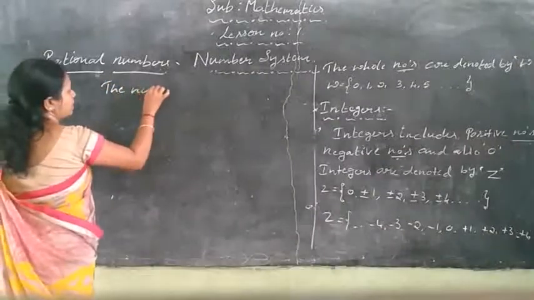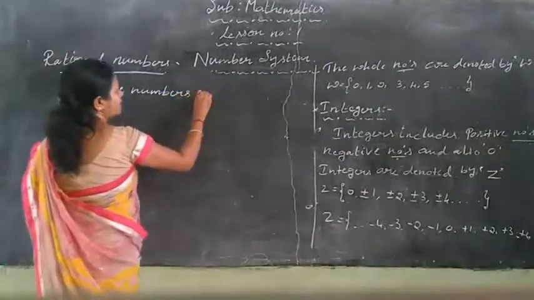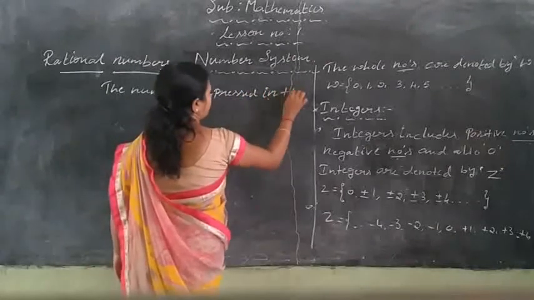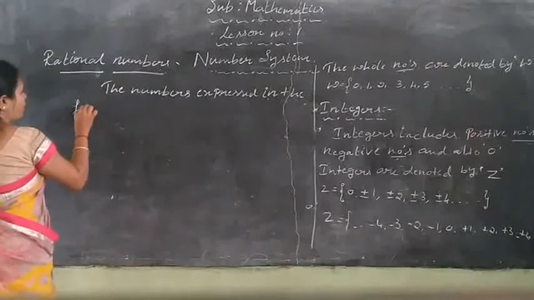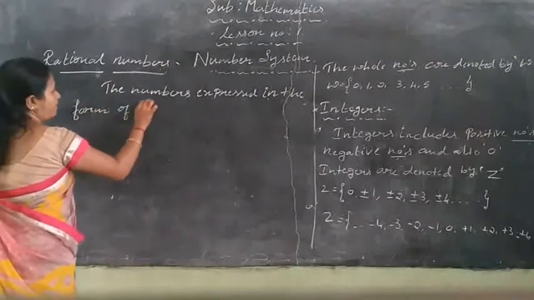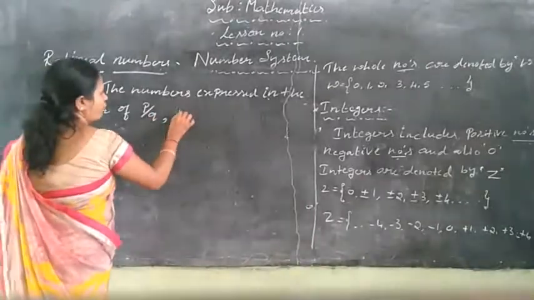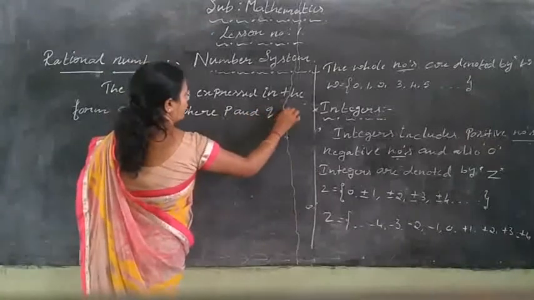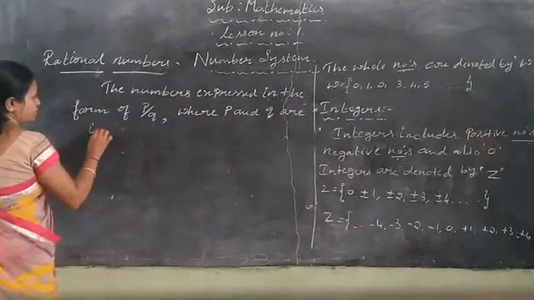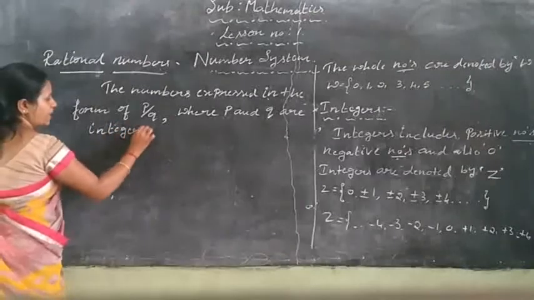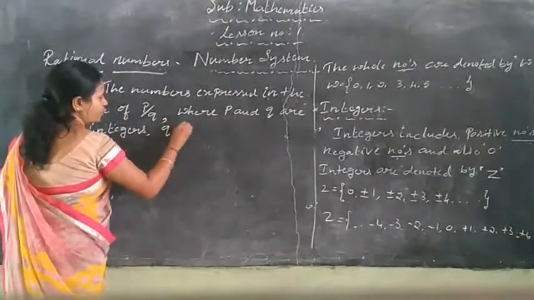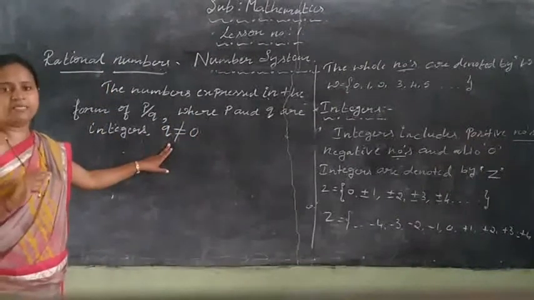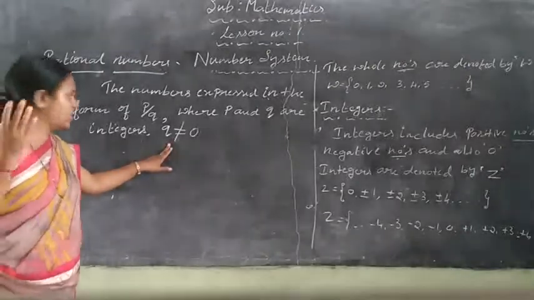The numbers expressed in the form of P by Q, where P and Q are integers, and Q should not be equal to 0. Q should not be equal to 0 means, children, the Q value should not be 0. It should start from 1, 2, 3 like that.